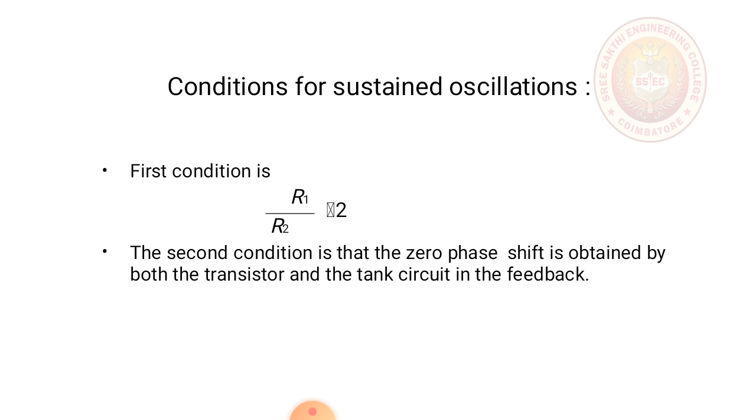Condition for sustained oscillation. There are two conditions. The first condition is R1 by R2 is equal to 2, and the second condition is that 0 phase shift is obtained by both the transistor and the tank circuit in the feedback.